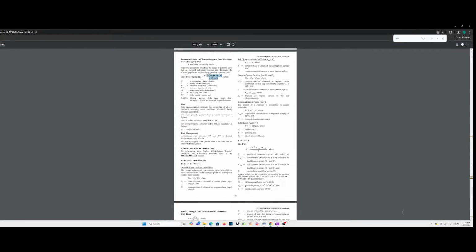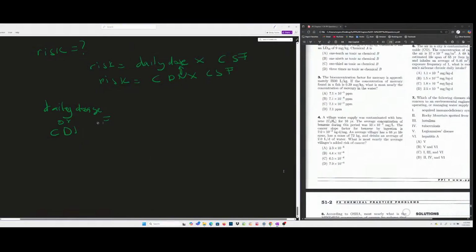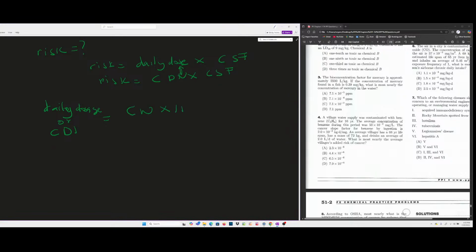From this, we know the formula for the daily dosage. It gives us the concentration, the intake rate, the exposure frequency, and so on. Sometimes the formula is written as CW multiplied by IR, multiplied by EF, multiplied by ED, divided by BW, multiplied by AT. Now, the trick is that this is a short form of how I solve the question.